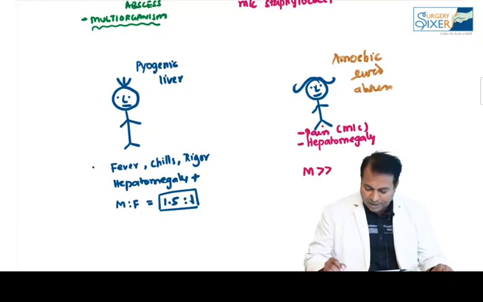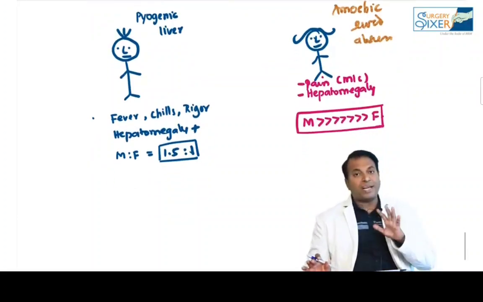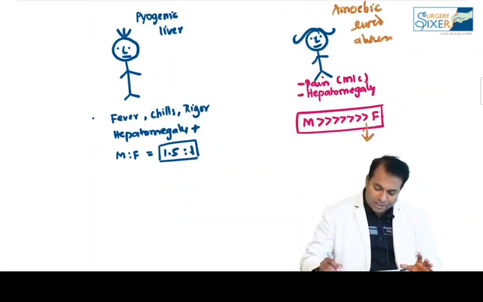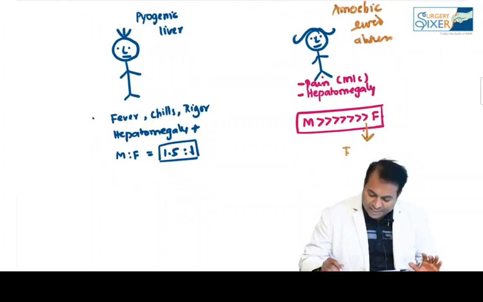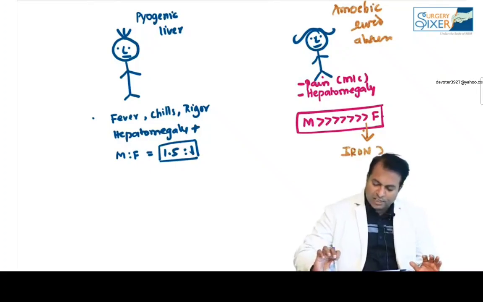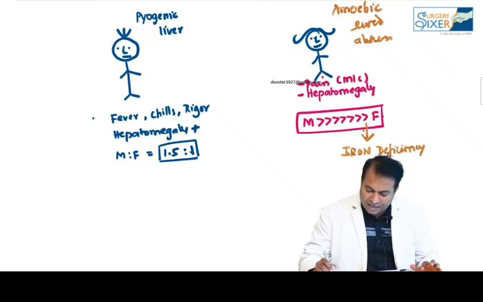An interesting point is it is very common among males, and it is very rare among females. Especially it is totally absent in menstruating females. So in menstruating females, amoebic abscess is not seen. I don't know the exact reason, but iron deficiency anemia is protective. Please remember what is protective of amoebic abscess: iron deficiency anemia. It's a new interesting point.